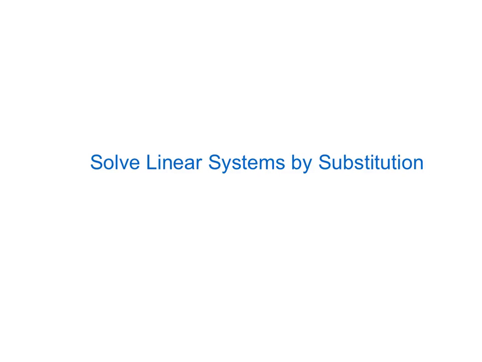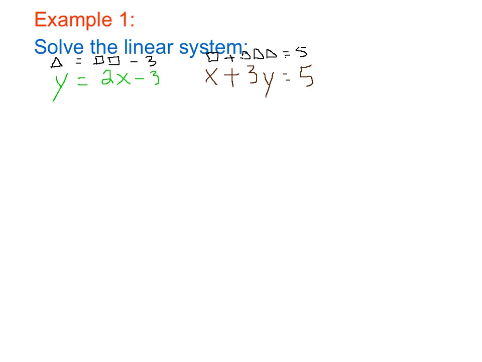Alright, we're going to look at another method for solving systems, and that's the substitution method. Alright, so here we're going to solve this linear system. We've got two equations, one's in green, one's in brown. We've got y equals 2x minus 3, and we've got x plus 3y equals 5.